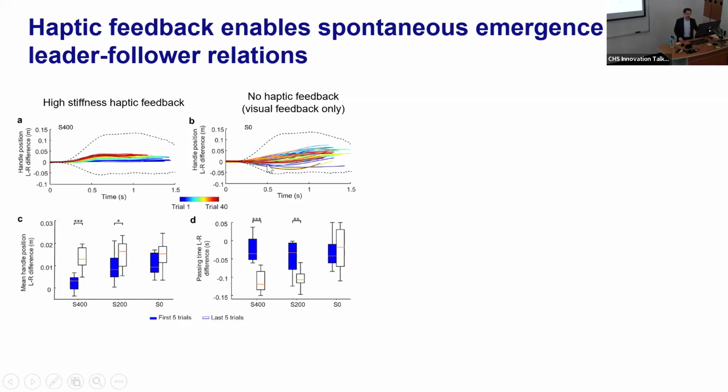When there is no feedback, you explore the whole space. These are all correct trials, which demonstrates that you can still do the trial, but you're all over the place in terms of position, leading, following. And when you compare the first with the last 5 trials, you see more and more of an asymmetry in the difference in the position, because this asymmetry, the left leading and the right following, is much greater for the high stiffness condition, and it's kind of blended together with the non-stiffness condition. And then there is also the passing time, which is another metric.